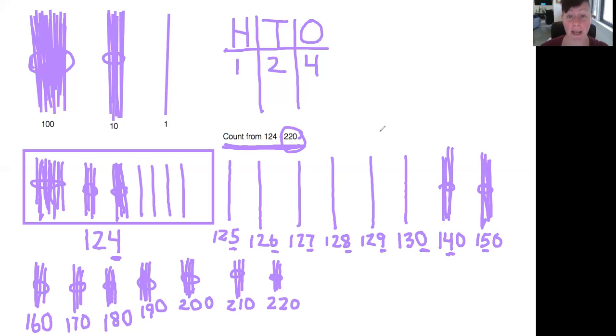So why don't you try it out with some numbers? Why don't you try it out with counting from, say, 145 to 200 and see if you can do it.